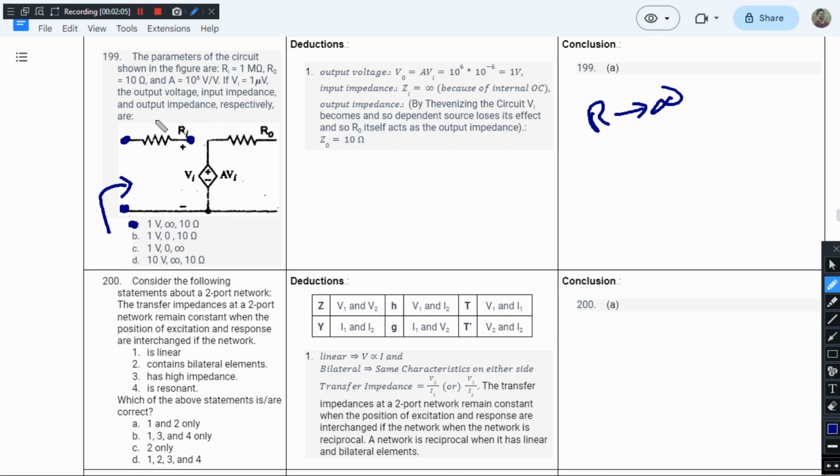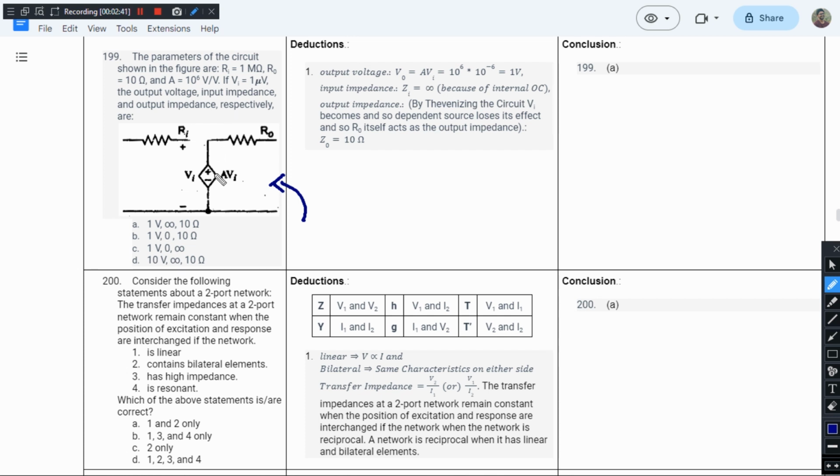Let us also find the other things that have been asked. We are also being asked to find the output impedance. Output impedance is the impedance observed if we look from these points. This is a tricky part. If we try to find the output impedance directly by looking at this circuit, it will become hard. But we can do one thing: we can apply Thevenin's theorem.